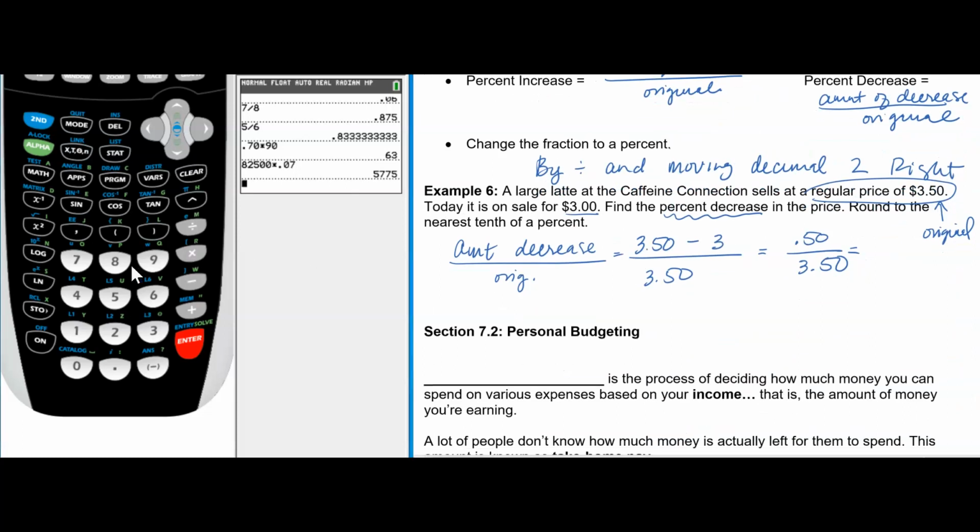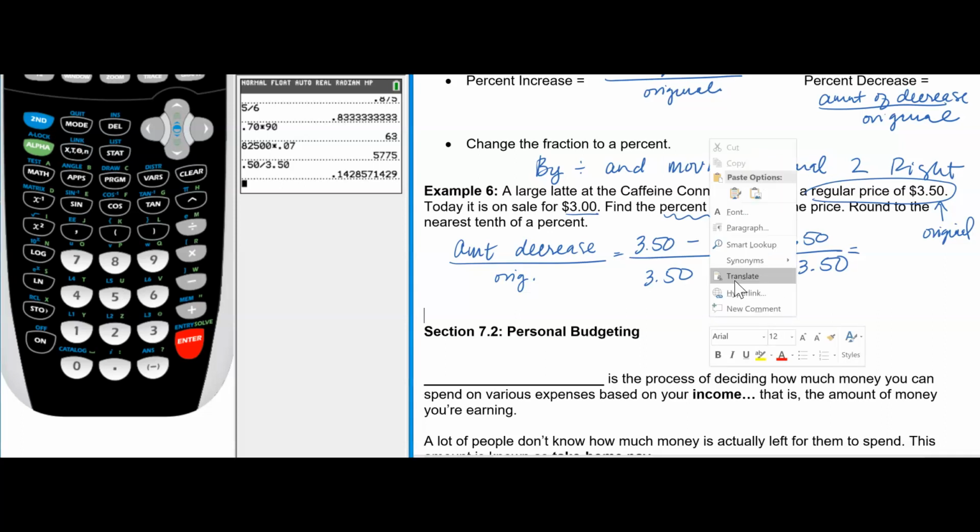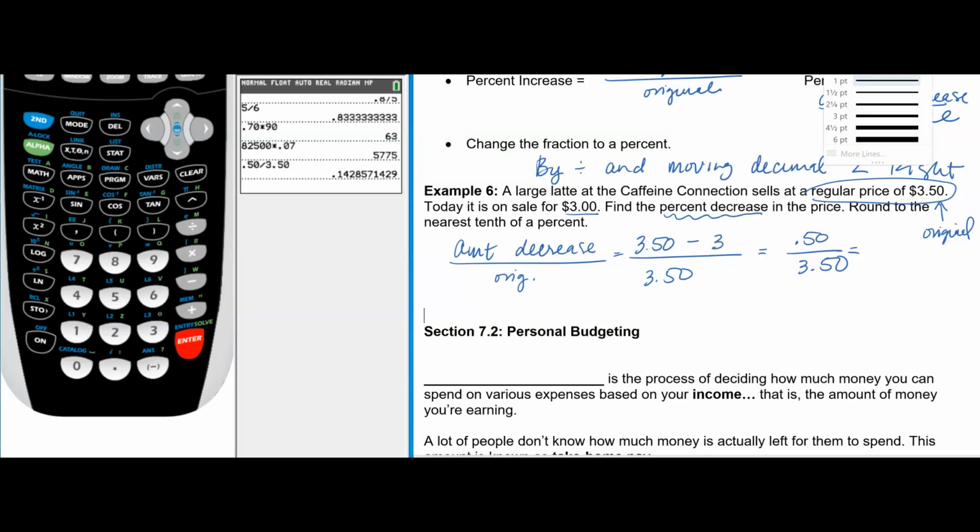Okay, I'm going to come over to my calculator here, and I'm going to go 0.50 divided by 3.50, enter, and we get this decimal. I'm going to end up writing quite a bit of this decimal down. I think that's good practice. And then just ask yourself, what are you asked to round to? So in this case, round to the nearest tenth of a percent. So I'm keeping a fair amount of those decimals, and then I'm going to move my decimal 2 spots to the right for my percentage.